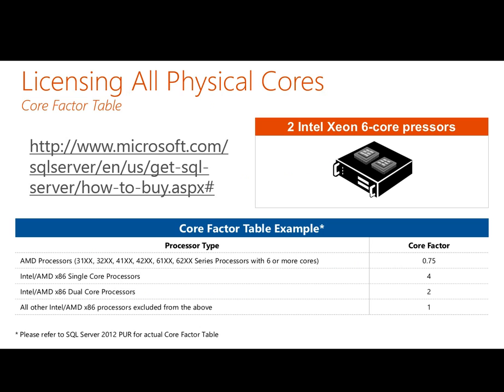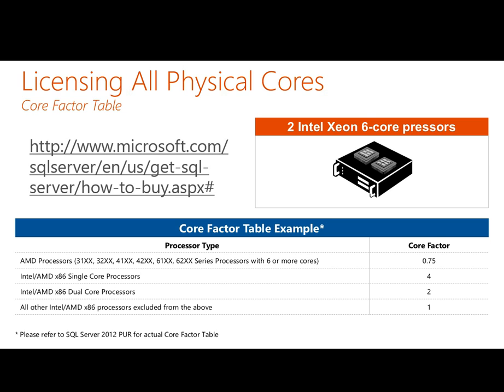Now, let's do an example. Again, this is installing the license in a physical server, doing physical core licensing. First step, determine what kind of processor. It's 2 Intel Xeon 6-core processors. Second step, we need to count the total number of cores. Each processor has 6 cores, so the total number of cores is 12. Third step is we need to get the core factor. To get the core factor, as you can see, there's a link. That's a link to the core factor table. If there's a new core factor table, it's going to be the same link.